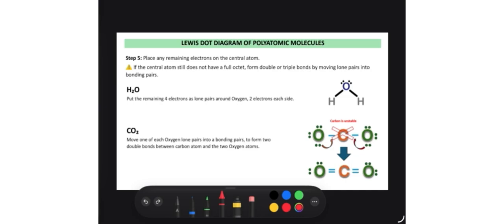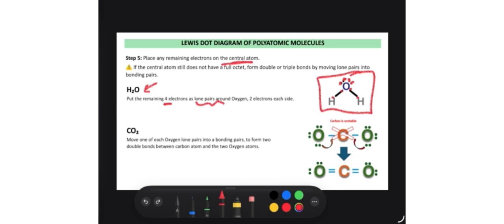In step 5, we have to place any remaining electrons on the central atom. Now, for H2O, remember that we have 4 remaining electrons, so we need to put these 4 remaining electrons 2 by 2 as lone pairs around the central atom, which is oxygen. That's why we obtain 1, 2, 1, 2. This is the Lewis structure of H2O. It's correct. Oxygen is stable with 1, 2, 3, 4, 5, 6, 7, 8 electrons. Hydrogen is stable also. Now let's talk about CO2.